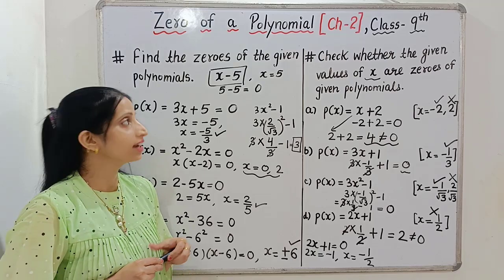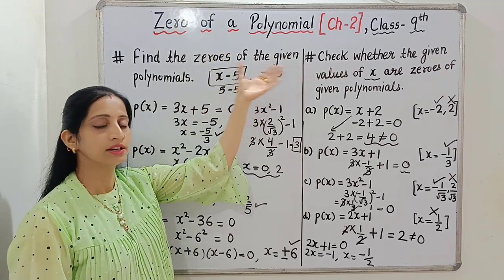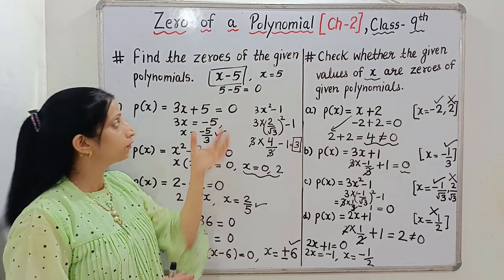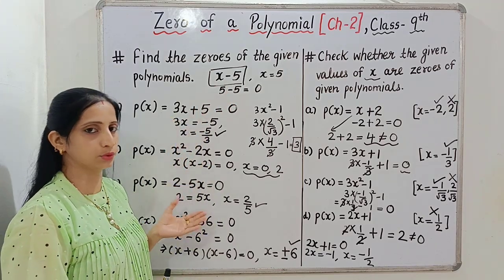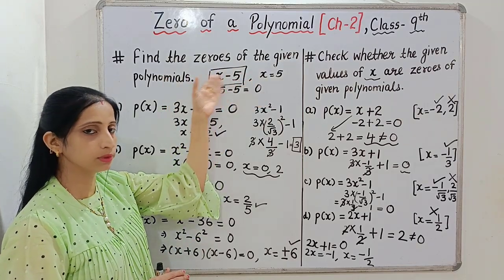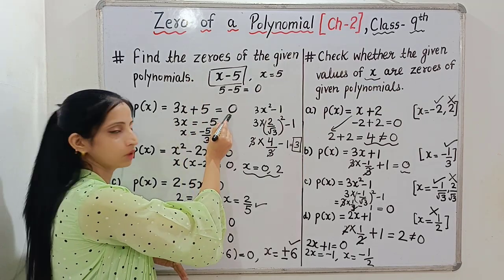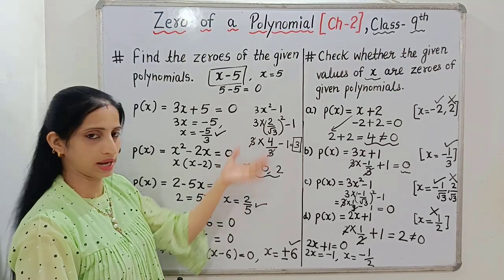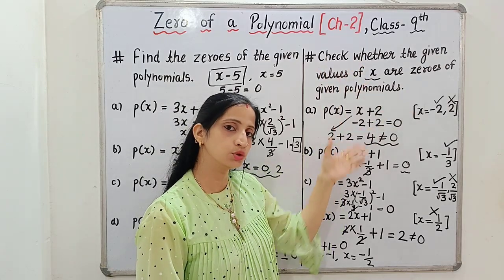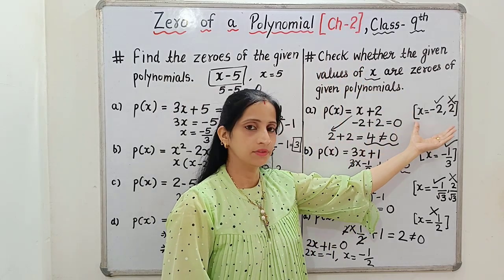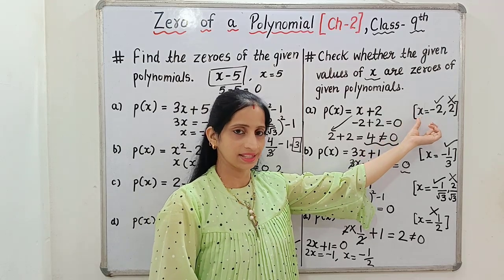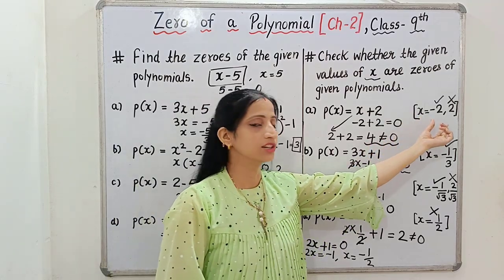Okay. First understand the meaning of this term 0 of a polynomial. It means the value of the variable for which the value of the given polynomial becomes 0. If the question comes in this form, find the zeros of the polynomial or 0 of the polynomial, then put the given polynomial equal to 0, then solve it, and you will get your answer. But if the question comes in this form, zeros of the polynomial are given and you need to check, then put the given values in the given polynomial and check. If it is coming 0, then it will be yes. If it is not coming 0, then the answer will be no.